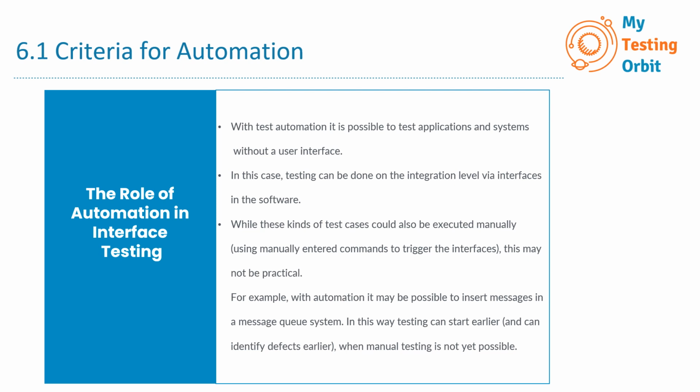So automation's real power lies in its ability to start much earlier in the development process. By identifying defects at an early stage, it saves time and resources, especially in cases where manual testing is not yet possible or impractical due to complexity.